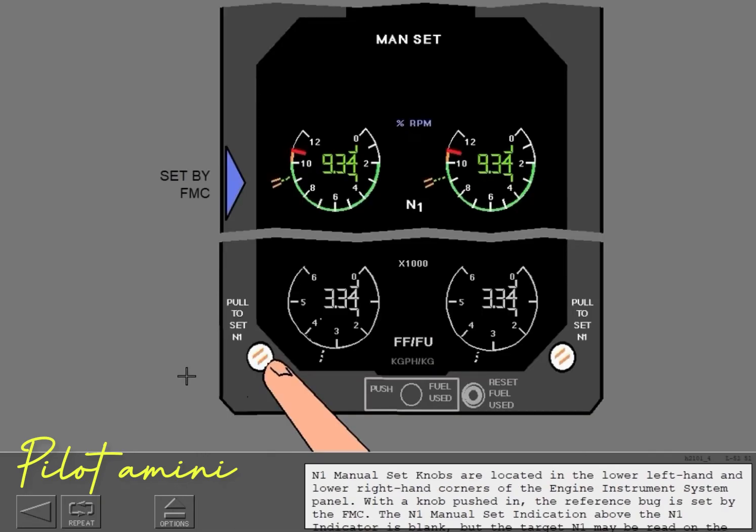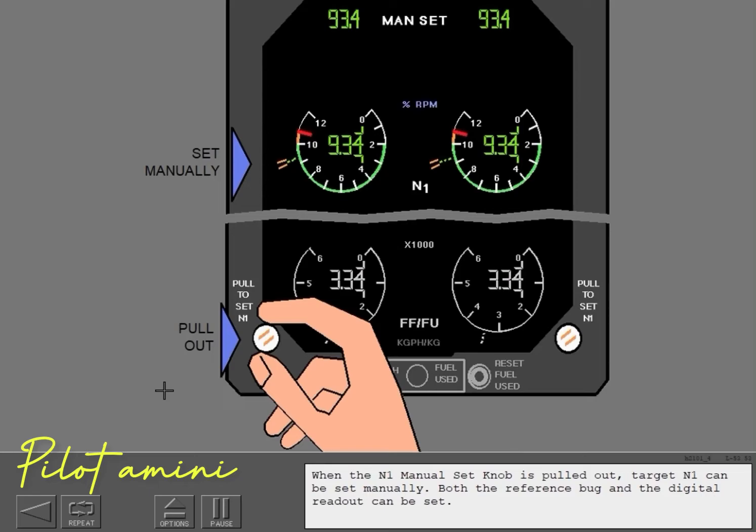N1 manual set knobs are located in the lower left-hand and lower right-hand corners of the engine instrument system panel. With the knob pushed in, the reference bug is set by the FMC. The N1 manual set indication above the N1 indicator is blank, but the target N1 may be read on the FMC. When the N1 manual set knob is pulled out, target N1 can be set manually. Both the reference bug and the digital readout can be set.